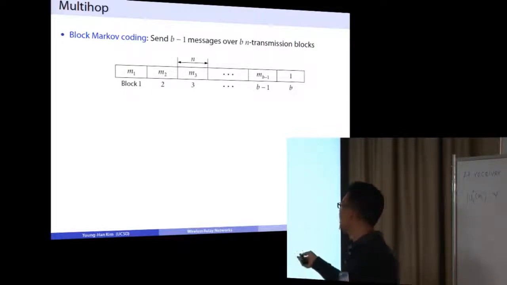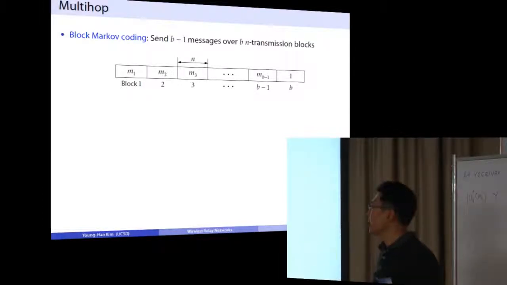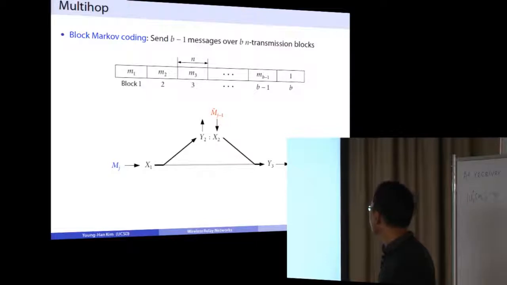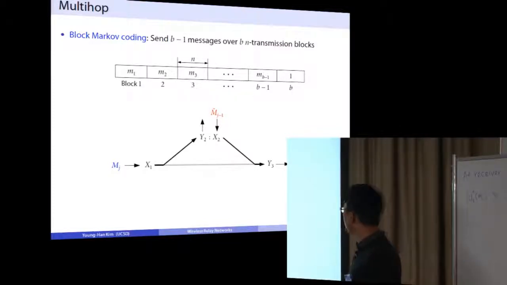In time block 3, it relays M2. And in time block B, it relays MB minus 1. So that is so-called block Markov coding, which is just network information theoretic jargon for pipelining or multi-hopping. Okay, so again, this is how it goes.